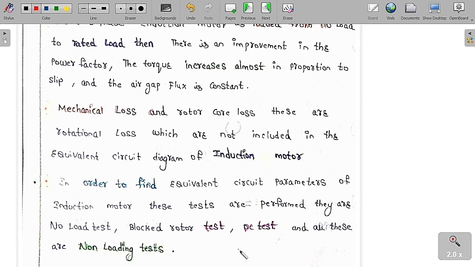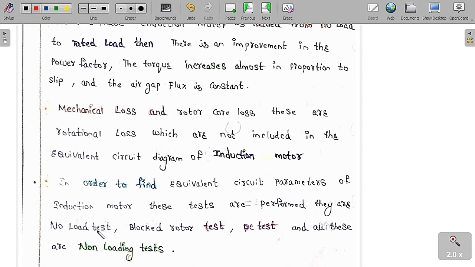Therefore, simply we can say that in order to find the equivalent circuit parameters of an induction motor, these tests are performed. They are called the no load test, blocked rotor test, and DC test, and all these are non-loading tests. I have already told you the open circuit test of a transformer is equal to the no load test on an induction motor. Similarly, the short circuit test on the transformer is equal to the blocked rotor test on the induction motor. And by using the DC test, we are going to find the resistance of the stator coil.